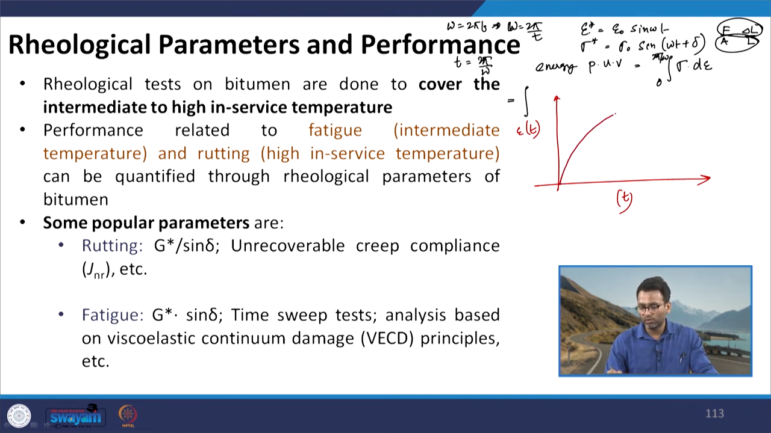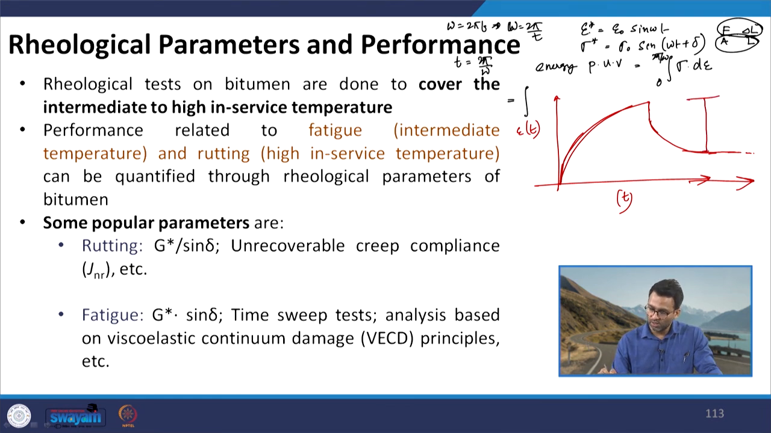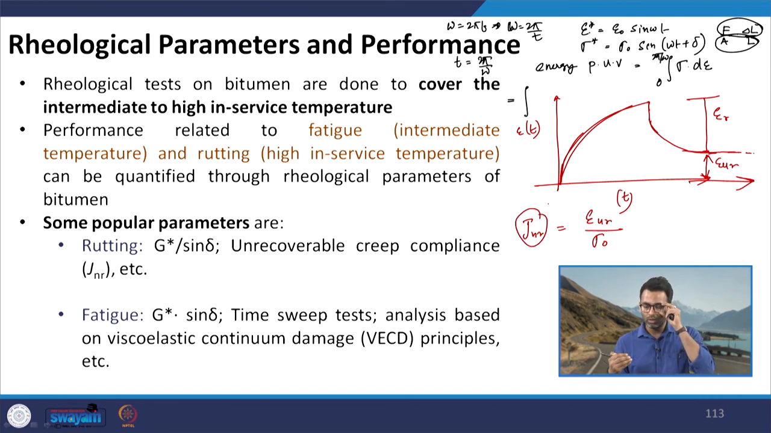So when you stress the material, the strain will increase, there will be some elastic response and then the strain will increase. And then as you unload it, as we have previously seen, there will be a recovery. Let us say this is the recovery which we achieve. So this is basically the recoverable strain and this is the unrecoverable strain. So the idea is, lower is the value of unrecoverable strain, better will be the resistance to rutting, is it not? Lower unrecoverable strain will ensure that more recovery has happened, the binder has come to its initial position. So JNR or the unrecoverable creep compliance is defined as the ratio of unrecoverable strain to the input stress. Here we desire that the JNR should be as low as possible to ensure higher resistance to rutting.